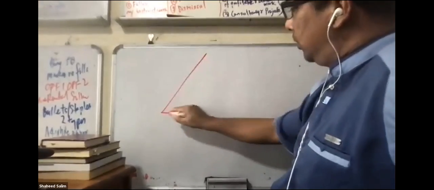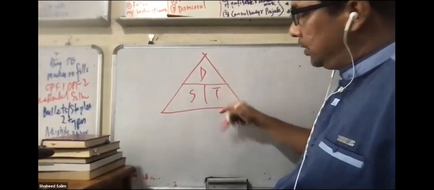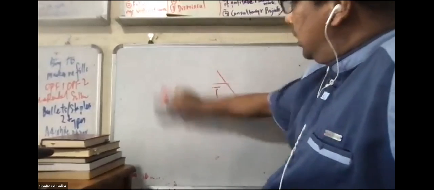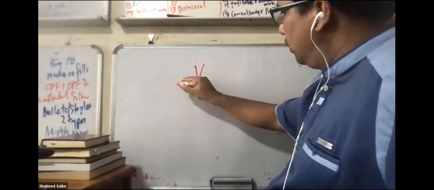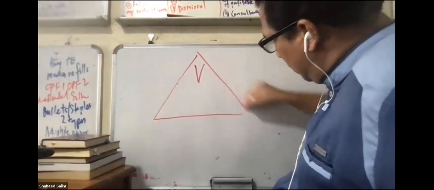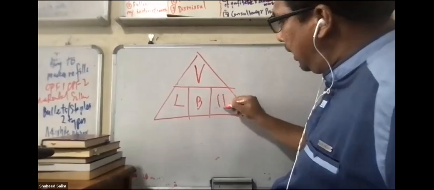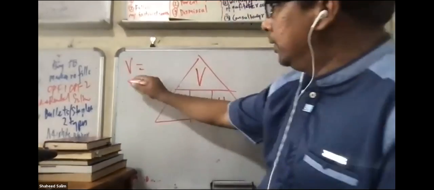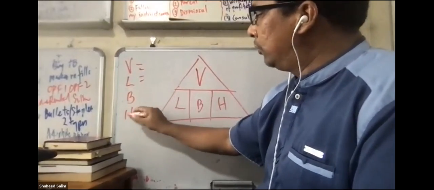We are going to change to this one now. This can be DST, a triangle for speed. We have done speed. Today we are going to do volume. So down here you have something like this: length, breadth, and height. Can you write down the formula for volume of a rectangular cuboid? What's the formula for length, breadth, and height?